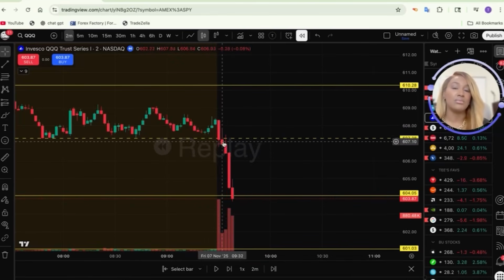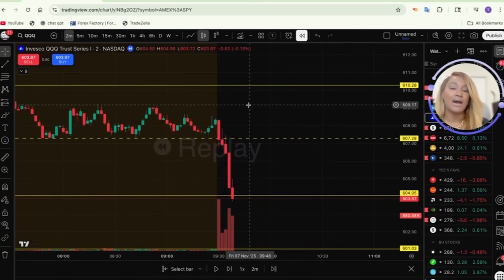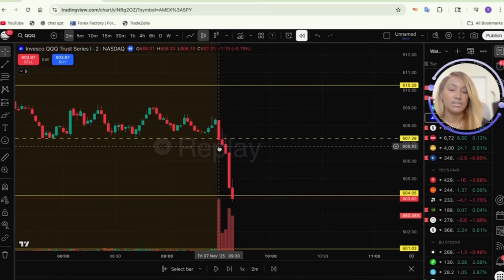Okay, and then we get a momentary pullback in price action here, and then after we get the momentary pullback, we get another strong push below the pre-market level, right? And that was my indication to get into this trade, which we did live. We were able to get into this trade right here. And remember, when it comes to getting into a trade, you should always have a stop loss.